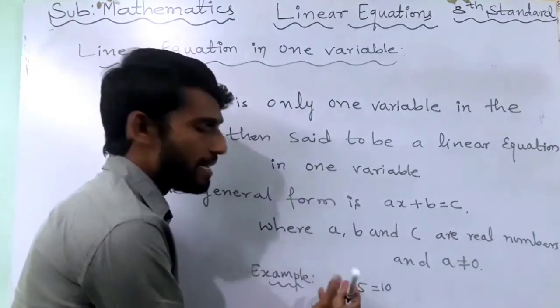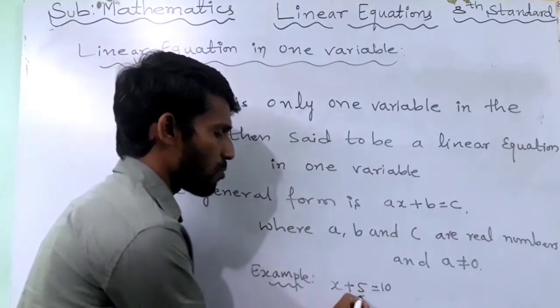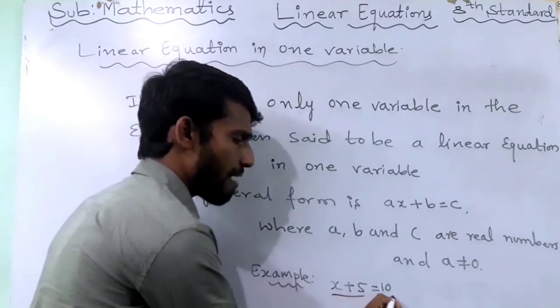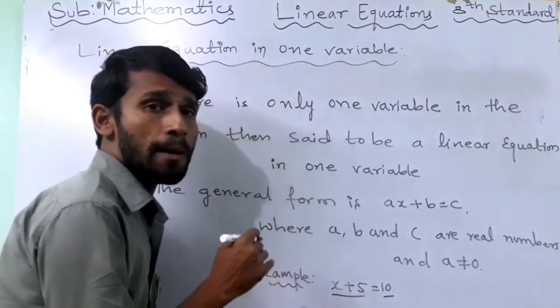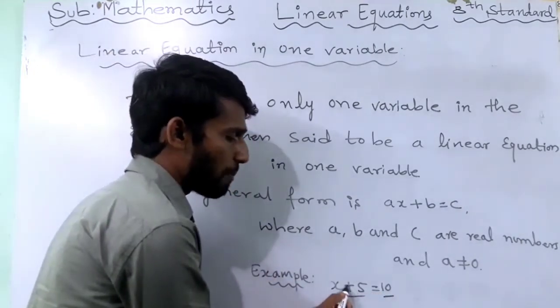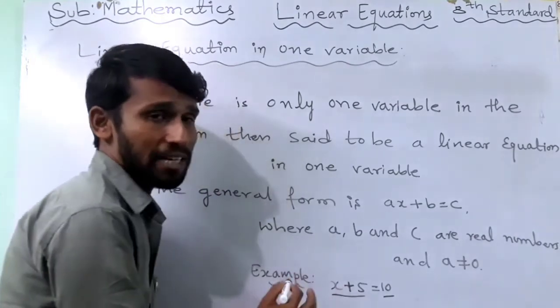Dear friend, in this equation we have two parts. One is the LHS part and the second one is the RHS part. Here we have the plus, which we call the operation.